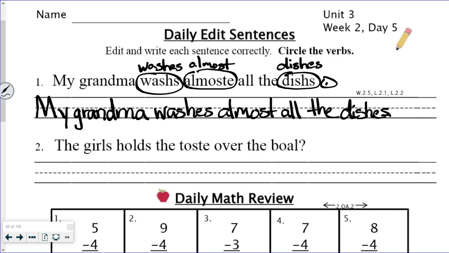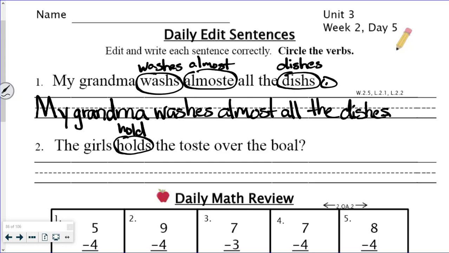Alright, we got number 1 looking good. Now we'll do number 2. The girls holds the toast over the bowl. Alright, the girls hold, right? There's no S. We've learned about subject-verb agreement this week. So no S on holds because it's more than one girl.